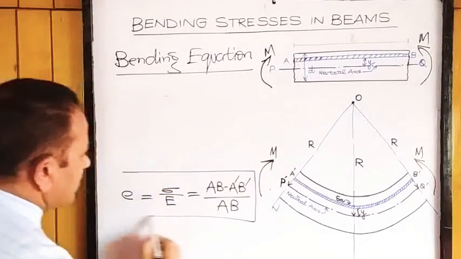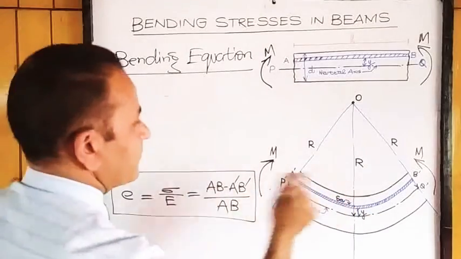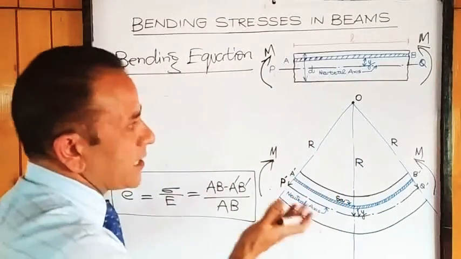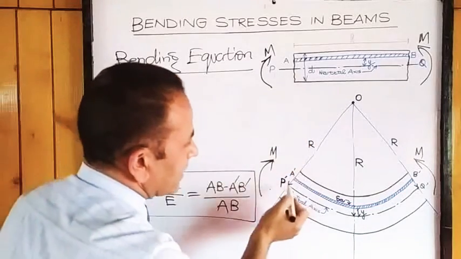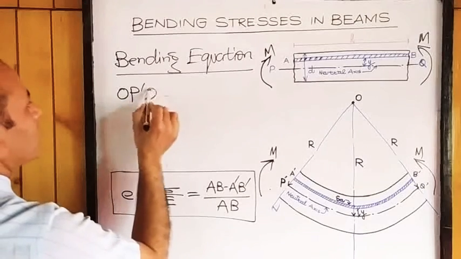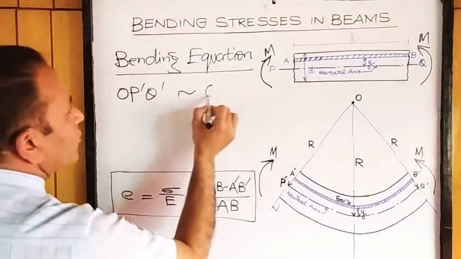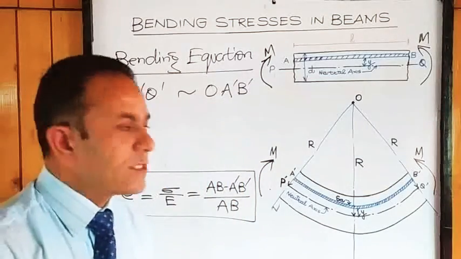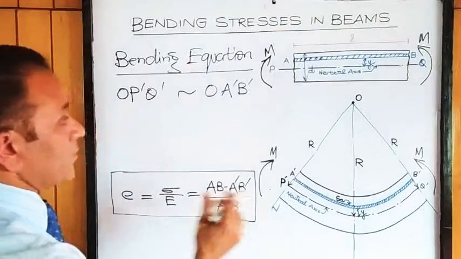This is one of the equation. Now come to this figure. From this figure we have, since the R is large, we will take OP dash Q dash, we take it similar to O A dash B dash. When we consider this similar, out of this what we will have?